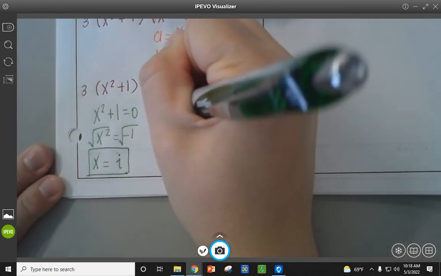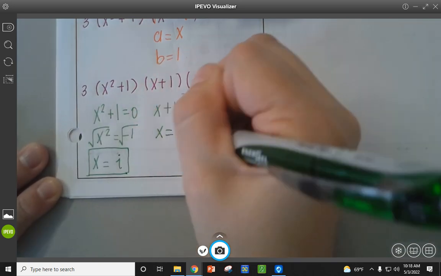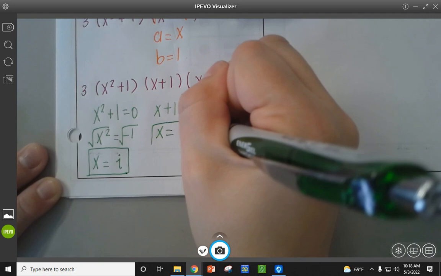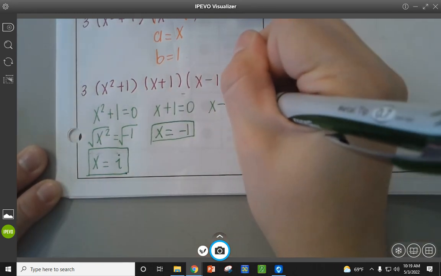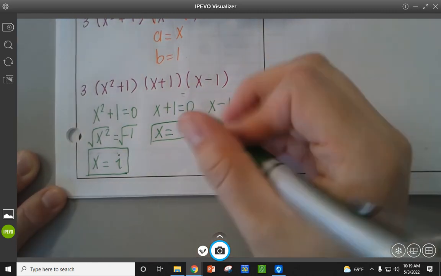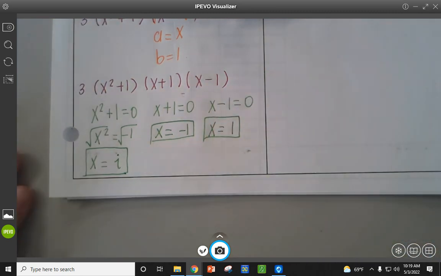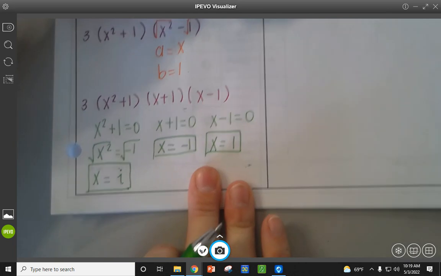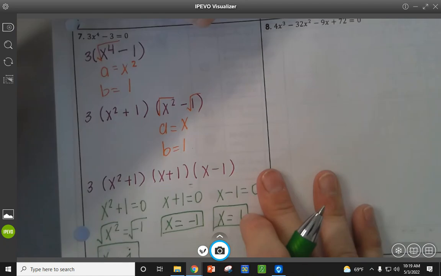And then we have x plus 1 equals 0. So we just subtract 1 to get -1. And then x minus 1 equals 0. We add 1 to get x equals 1. That was a tough one.